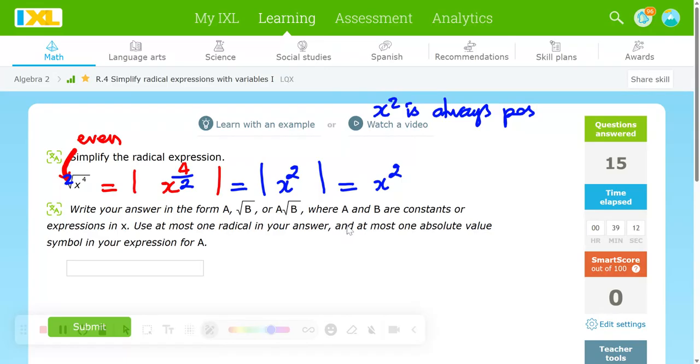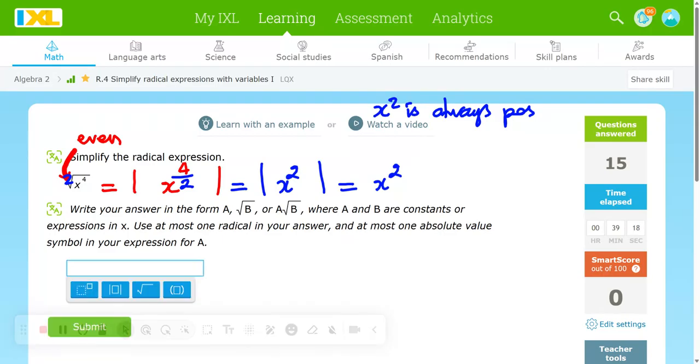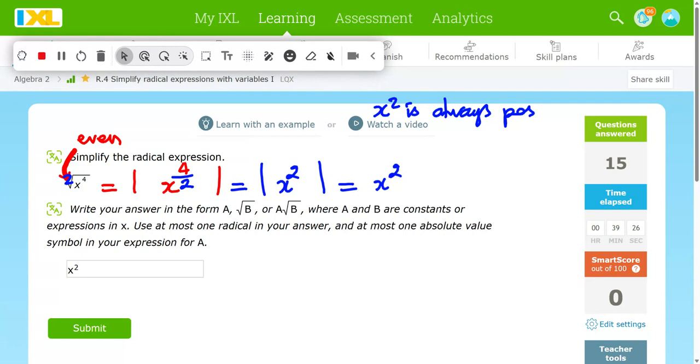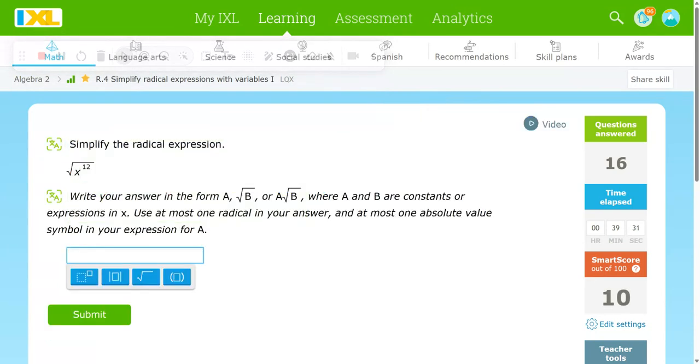Okay. So I put my answer here. I put x squared, and that's it. Otherwise, I would keep the absolute value sign. Here we go. Submit. So let me move up here, and I submit. Done. Voila. All right. Next one, I do the same thing.